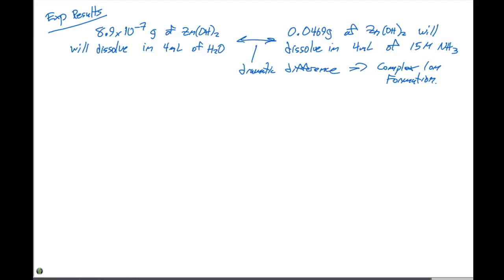Another very, very common question that we'll get involving the complex ions is that a complex ion is a nice way to remove a particular ion from solution. Because in this case, zinc 2+ is completely different than the complex ion that forms, that is Zn(NH3)4 2+. So we can effectively remove ions from solution using this complex ion formation.